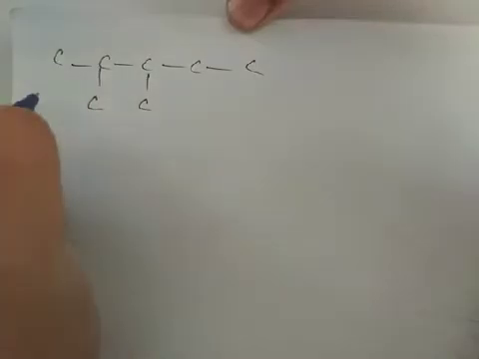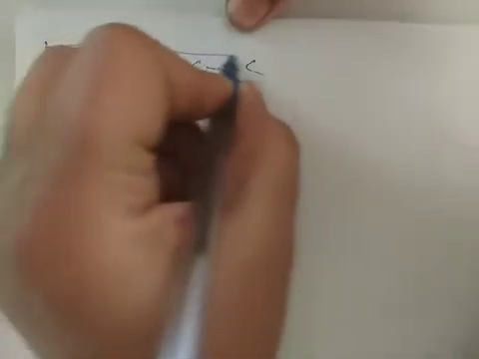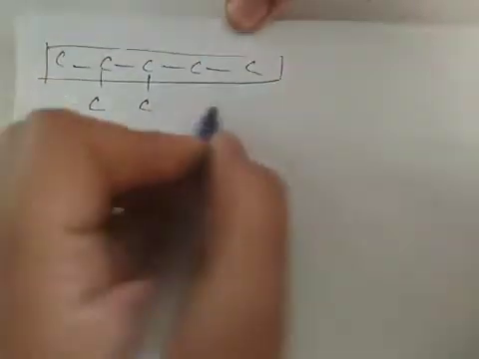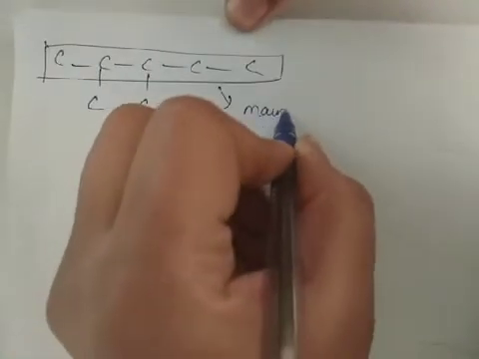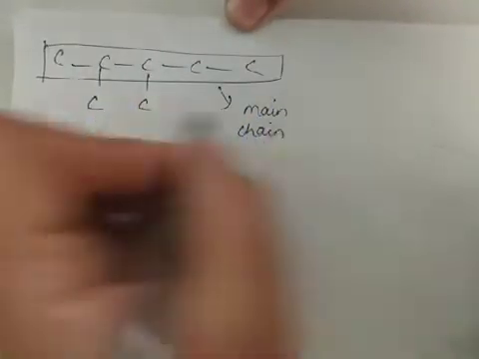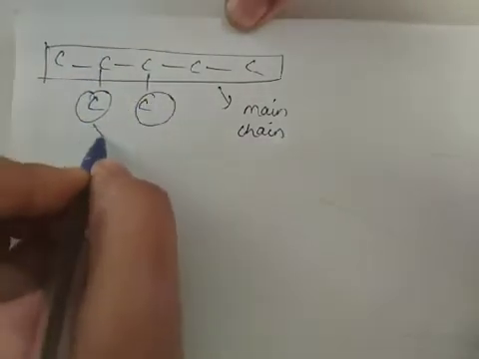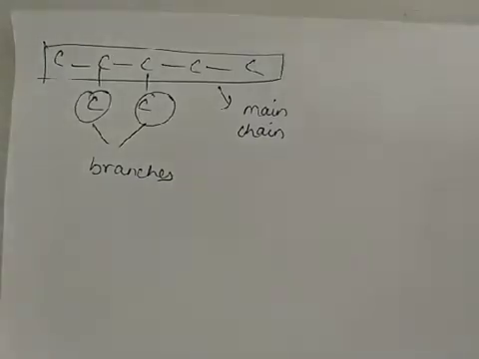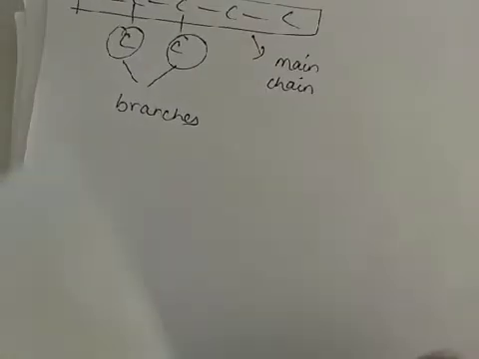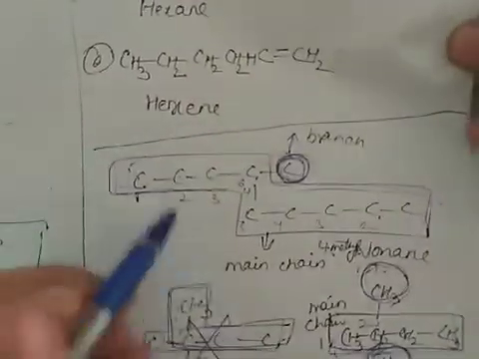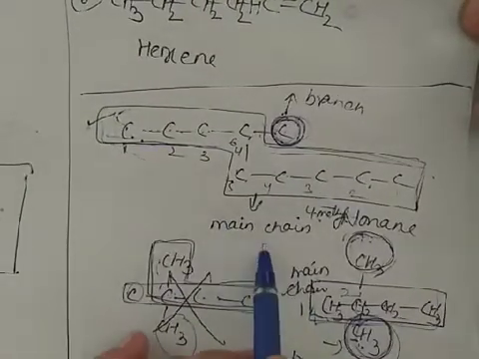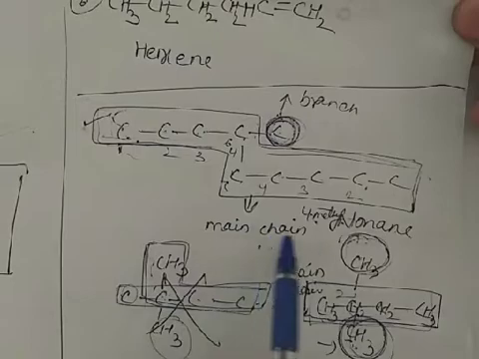Okay, so you will say that this is the main chain, this is the main chain, and these two are branches. So what written work will you do? After writing this, you will write this as an example, and you will write what is the main chain and what is the branch. That also you will write, and you will write the IUPAC name also.